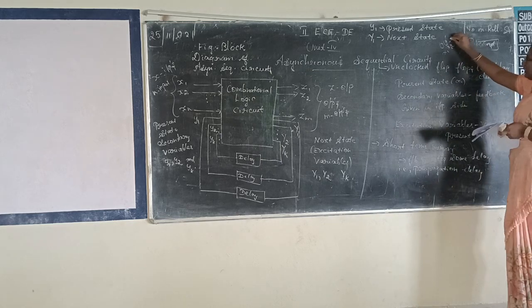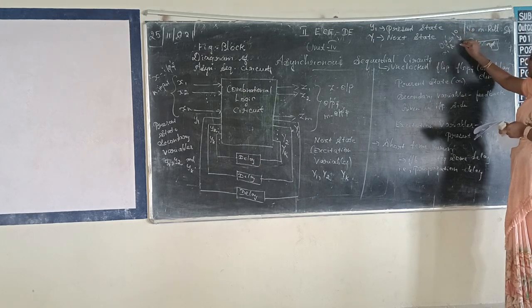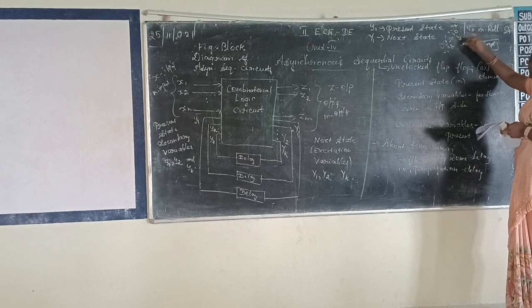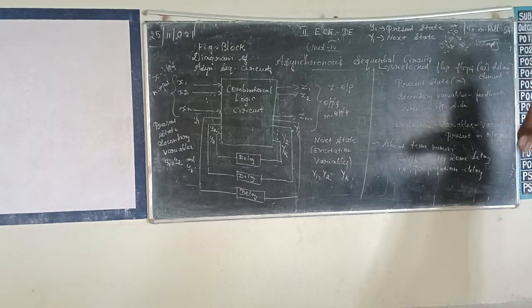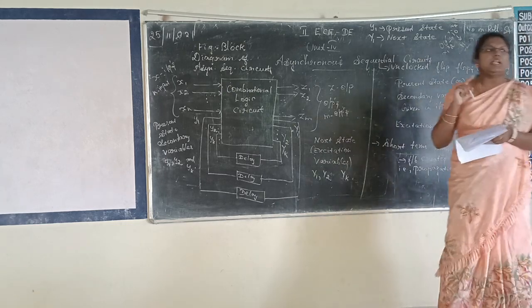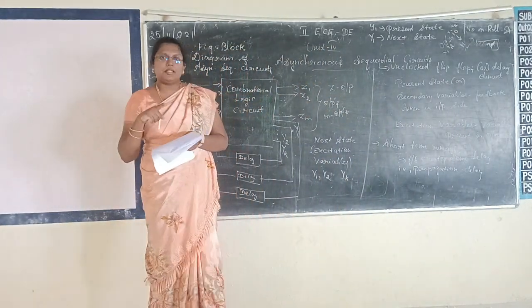If we change x1 to 1 and x2 to 0, and then again we change x2 to 1, depending upon the change in input variable, the output changes. So in asynchronous sequential circuits, depending upon the input variable, the output changes. So there is no need of a clock pulse, right?